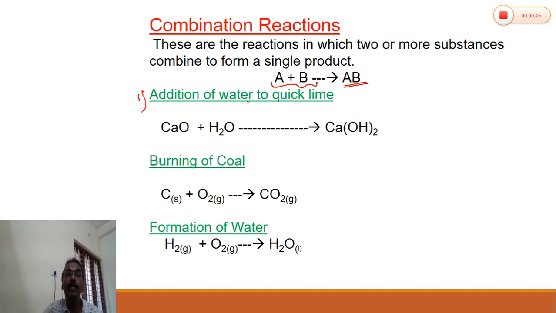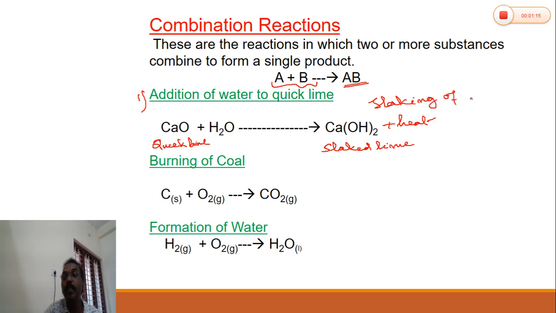First one is the addition of water to quicklime. Quicklime is calcium oxide, CaO. And when water is added to quicklime, we get calcium hydroxide. And here heat is also released. This reaction is called slaking of lime. So adding water to quicklime is called slaking of lime.